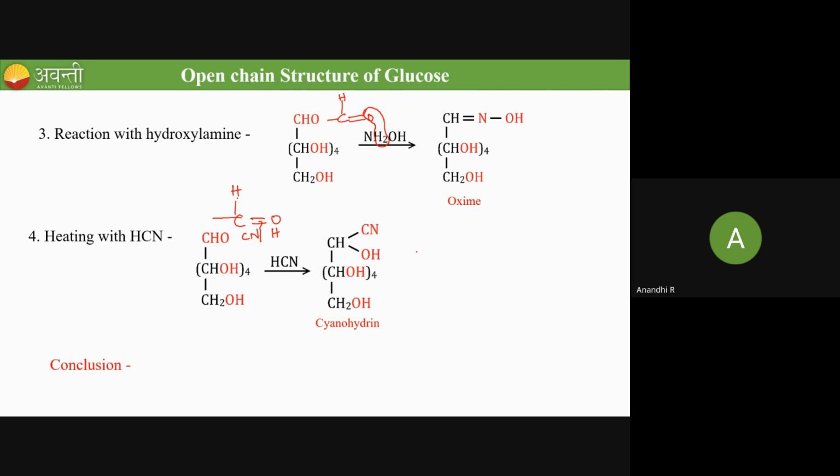So these two reactions show the presence of a carbonyl group in the glucose molecule. In these two reactions you can see the reaction is occurring only at the aldehyde part. The alcohol part, carbon number 2 till carbon number 6, is not disturbed, and remains the same in the product. The reaction occurs only at the first carbon, which is the aldehyde, and it is a carbonyl group. So these two reactions are the proof for the presence of a carbonyl group in the glucose molecule.